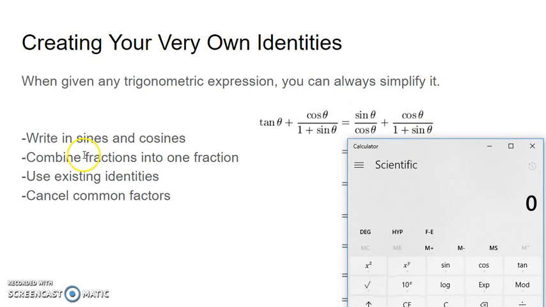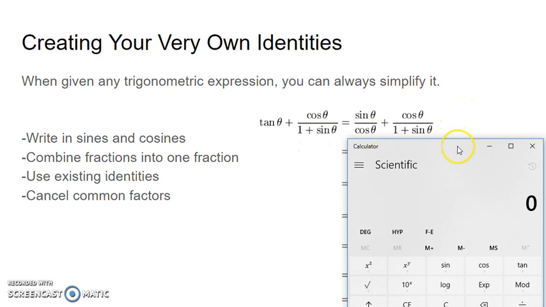First things first, when you're not sure what else to do, just always write everything in sines and cosines. So tangent of theta does break down to be sine over cosine. And I have the same second term as before. But now I recognize I have two fractions, and they need to be combined into one. Or maybe at least they should be.